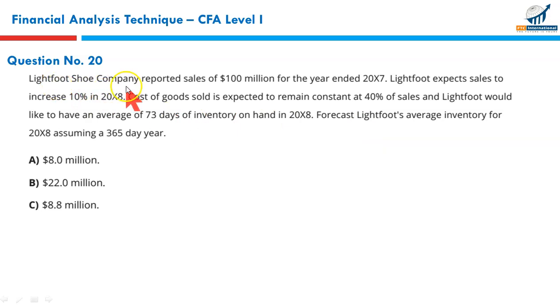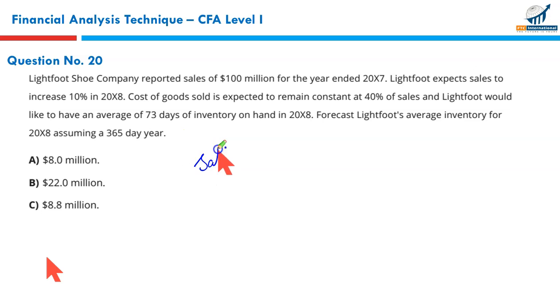Lightfoot Shoe Company reported sales of 100 million for the year ended 2007. Lightfoot expects sales to increase by 10%. Cost of goods sold is expected to remain constant at 40% of sales, and Lightfoot would like to have an average of 73 days of stock on hand in 2008. Forecast Lightfoot average inventory for 2008 assuming 365 days a year. What have we been given? Let us first analyze the data, and then we will do our magic of computations.